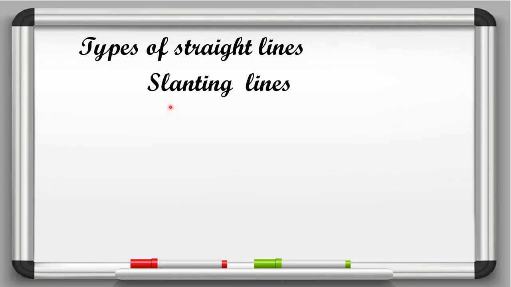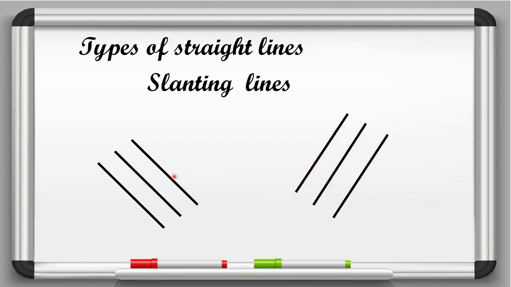Now, the next is slanting lines. Slanting means जो slope में होती हैं बेटा, ठीक है, टेढ़ी, like this. Straight होती हैं but टेढ़ी होती हैं, okay, और like this. Both are slanting lines, okay.